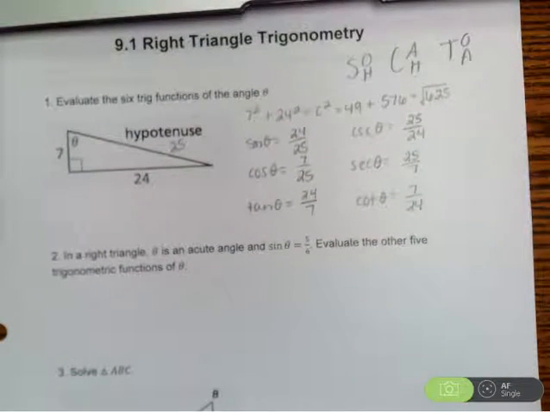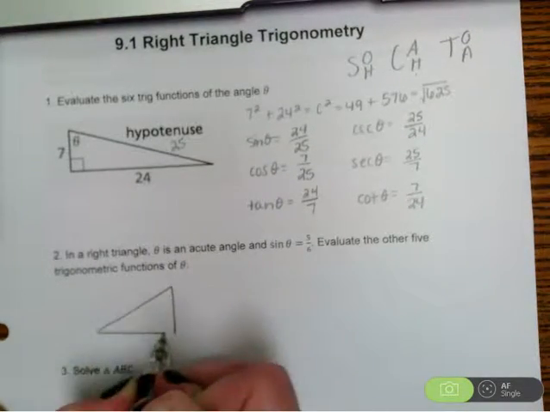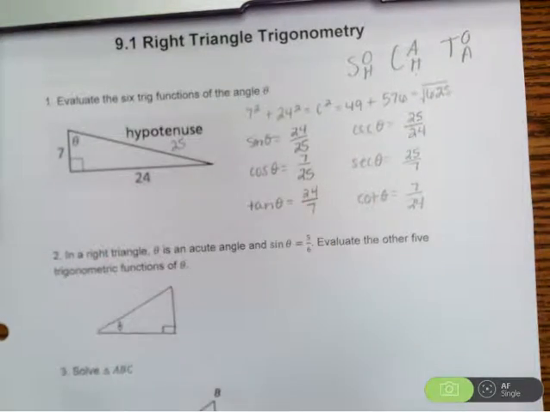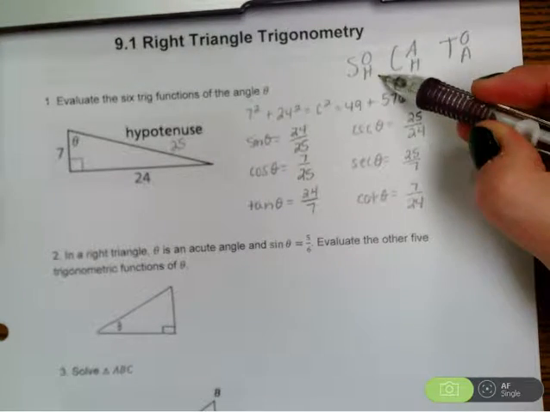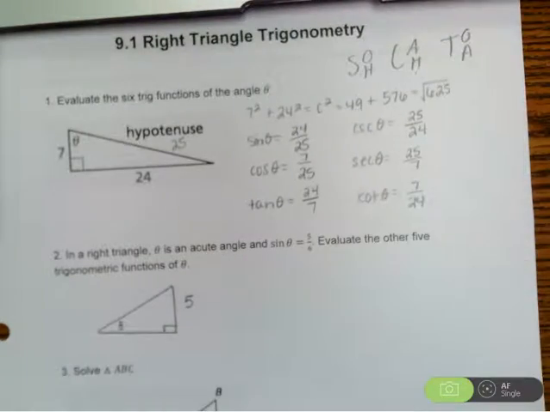Number 2 says, in a right triangle, theta is an acute angle, and the sine of theta is 5 over 6. Evaluate the other 5 trig functions. So we have a right triangle. We don't have a picture. Always draw a picture, please. We've got a right triangle with an acute angle theta. It doesn't matter if you put it here or there, you will get the same answer. It says the sine of theta is 5 over 6, and the sine of something is always the opposite over the hypotenuse. So we know the opposite side has to be 5, and the hypotenuse is 6.